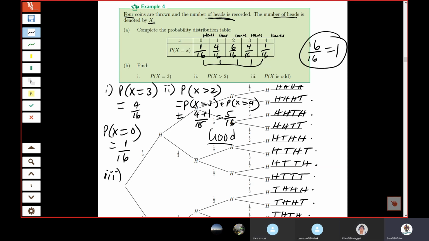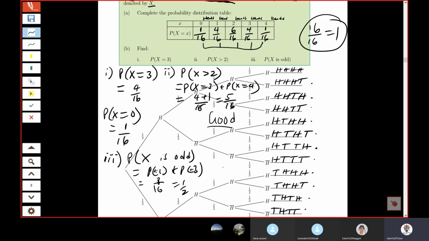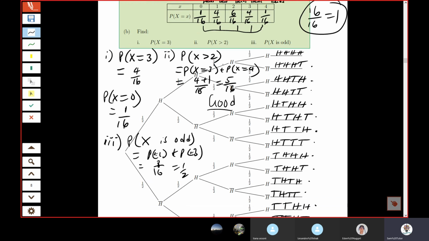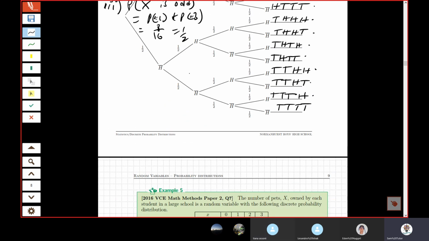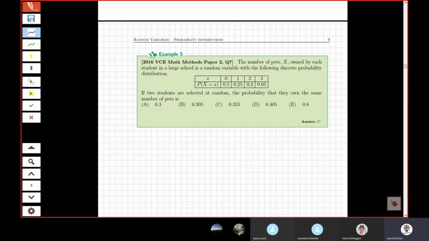And then triple I. I told you this one here is probably easier than last week. Probability that X is odd. What's the probability that the number of heads is odd? That means you need to get 1 and 3. Oh, I've got to get used to this, don't I? And then that becomes 4 and 4, 8 on 16, which equals a half. Any questions? Nope. And then we do it again.